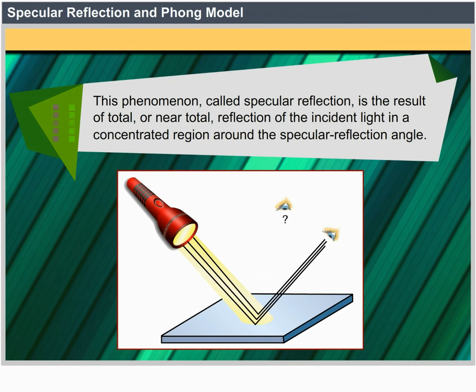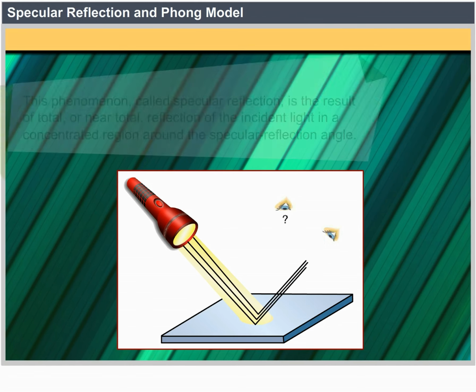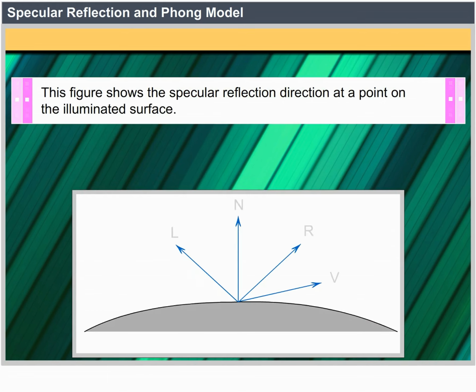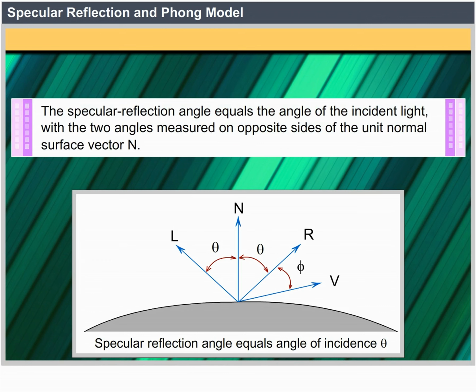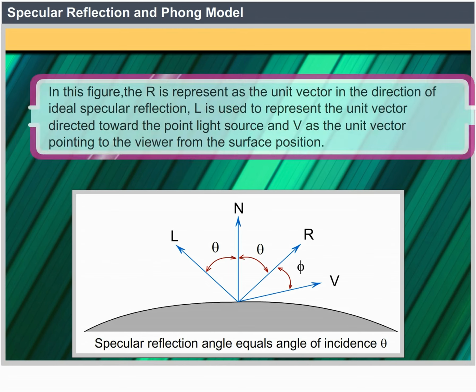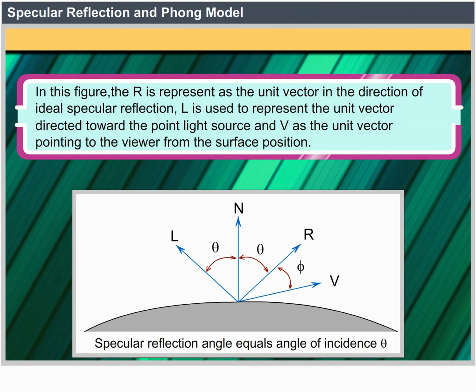This figure shows the specular reflection direction at a point on the illuminated surface. The specular reflection angle equals the angle of the incident light, with the two angles measured on opposite sides of the unit normal surface vector n. In this figure, we use r to represent the unit vector in the direction of ideal specular reflection, L to represent the unit vector directed toward the point light source, and V as a unit vector pointing to the viewer from the surface position. Angle phi is the viewing angle relative to the specular reflection direction r.